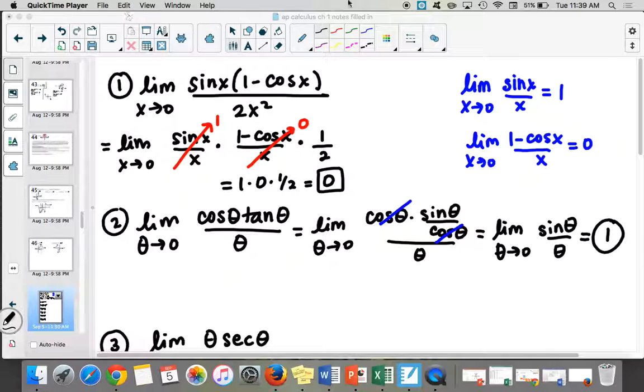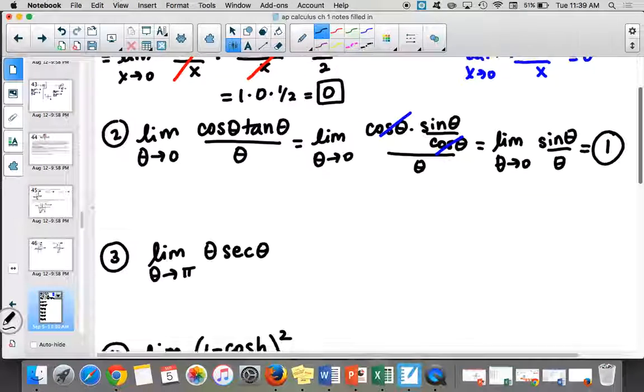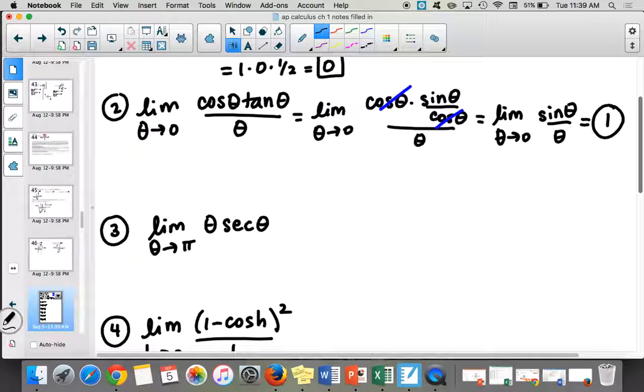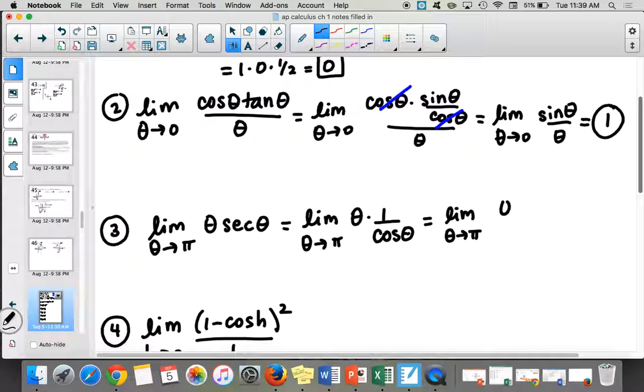All right, so the next one is a little tricky. First we can think about what secant is. Secant is 1 over cosine, right? So we have the limit as theta goes to pi of theta over cosine of theta. What do you think we do? You just plug in pi, that's it.